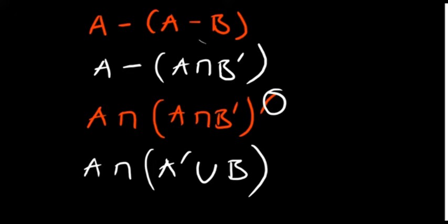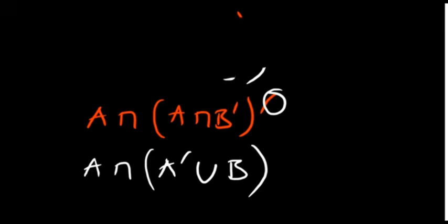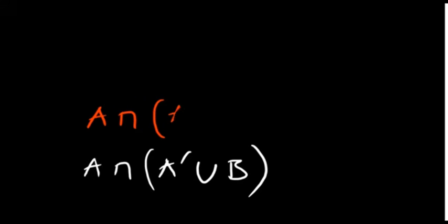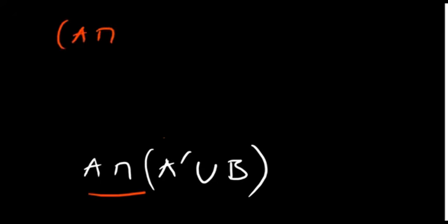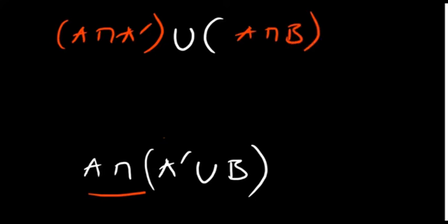We can try it out. Let's try to apply our distributive law and see what we're going to have. This multiplied by that, we have A intersection A complement. Maintain the union in between. Then again you have A intersection B. So A intersection A complement.